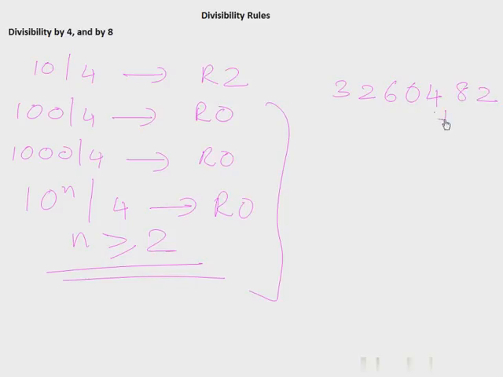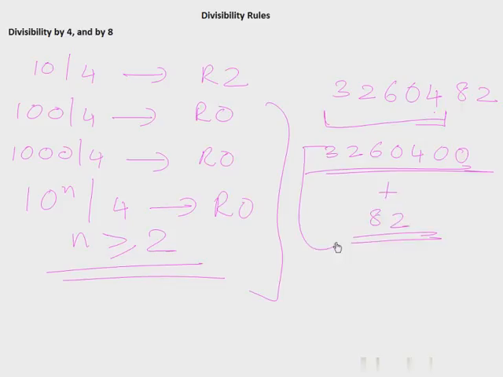So I know 100 onwards, this number, what do I mean by this number? 3, 2, 6, 0, 4, 0, 0. This number is divisible by 4. What's left is the number 82, because these two add up to the whole number. So 3, 2, 6, 0, 4, 0, 0 is divisible by 4 because it's a multiple of 100. So I only need to check if 82 is divisible by 4.